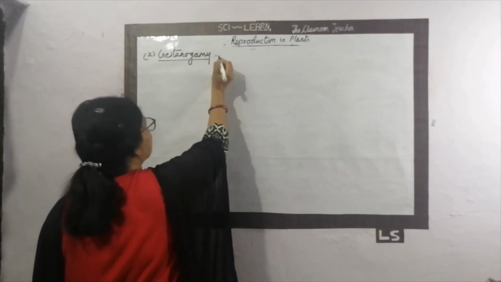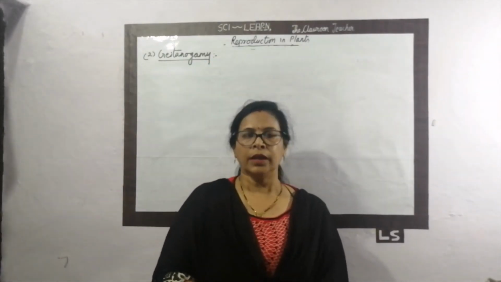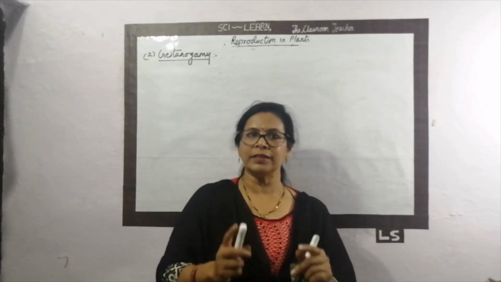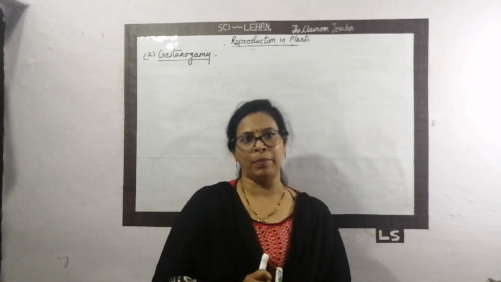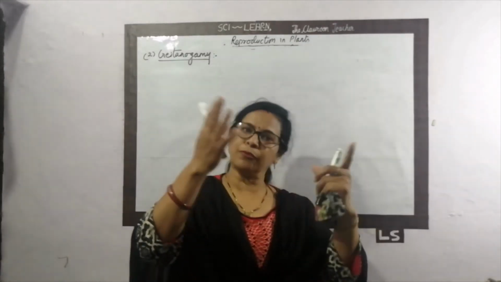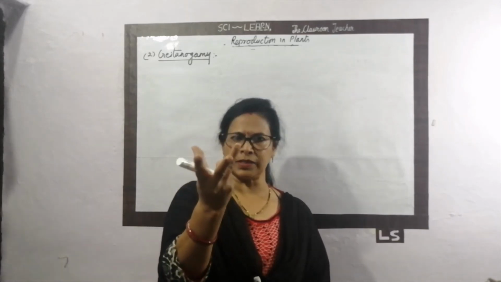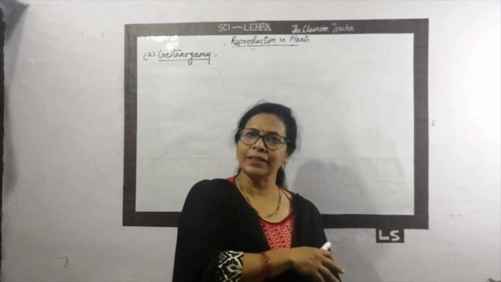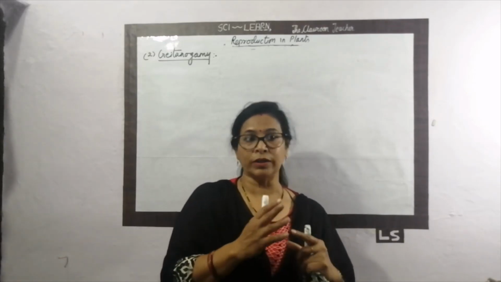Now, what is the difference between autogamy and geitonogamy? That we have to see. It does not occur in the same flower. It occurs in different flowers of the same plant. Lots of flowers are there in the plant. It is possible when one anther is ruptured, all the pollen falls on another stigma which is present on the same plant, but not the same flower.